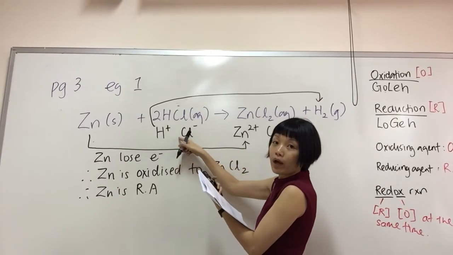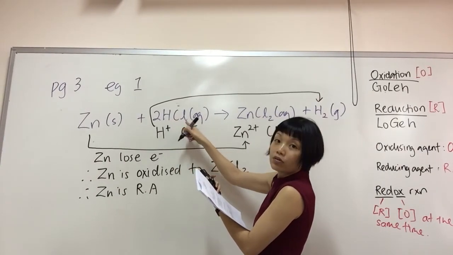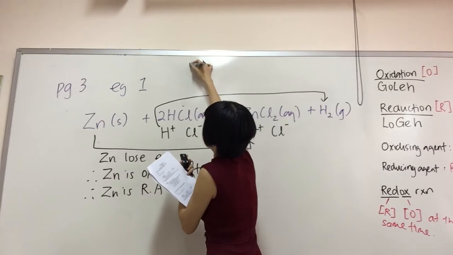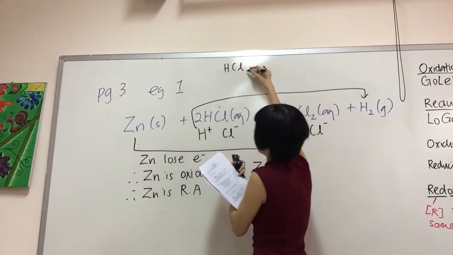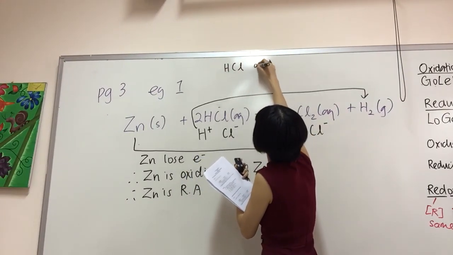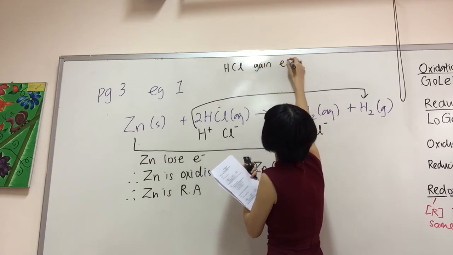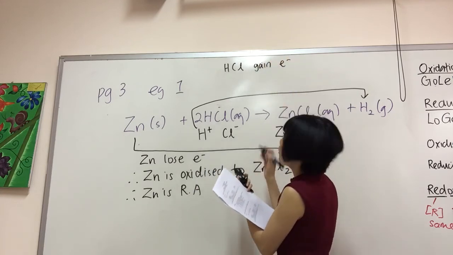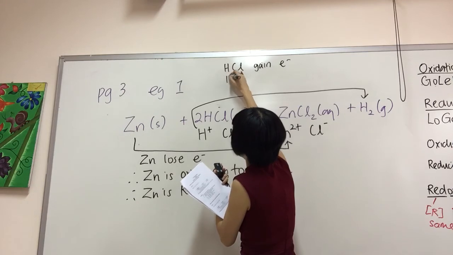But take note, where did H+ come from? It came from hydrochloric acid. So how are you going to write? You should write it as hydrochloric acid, gain electron. So what happened to hydrochloric acid?